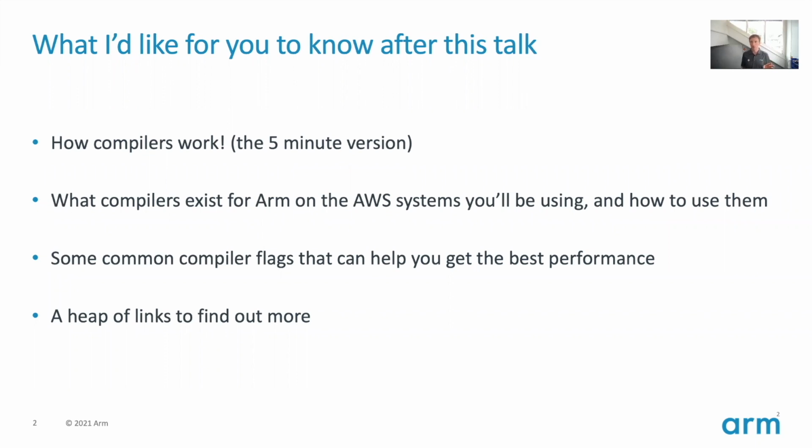A little bit about how compilers work, like I mentioned, a bit of practical stuff about what compilers are available on the AWS systems that you'll be using this week. And then a bunch of detail about how to make best use of compilers using compiler flags, and a bunch of links that we will share in the slide deck so you can follow them and refer to some of the information in there through the week.